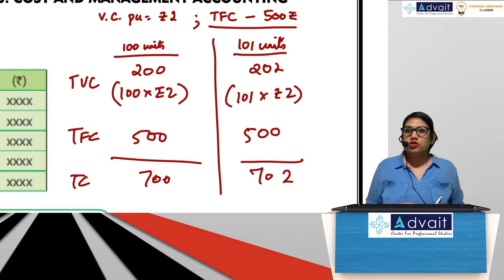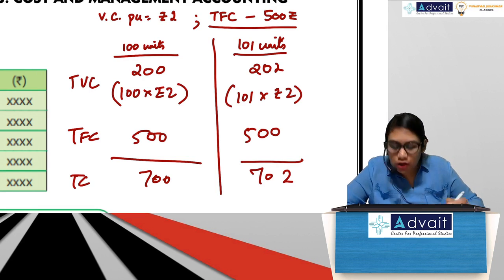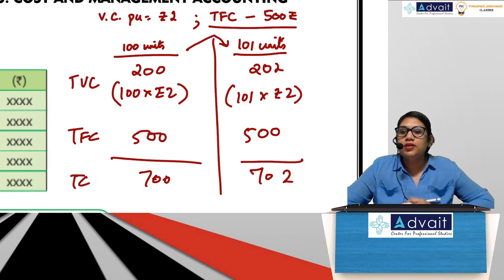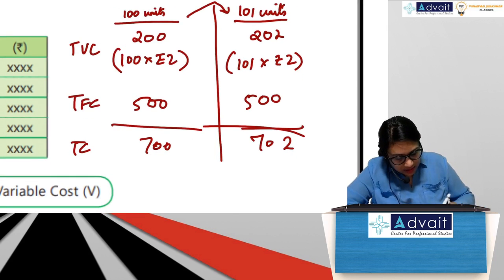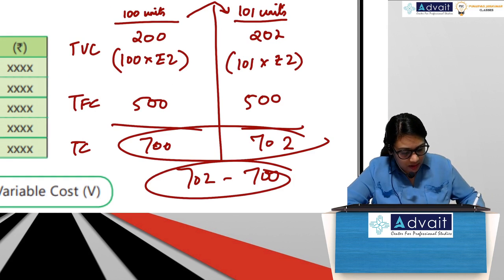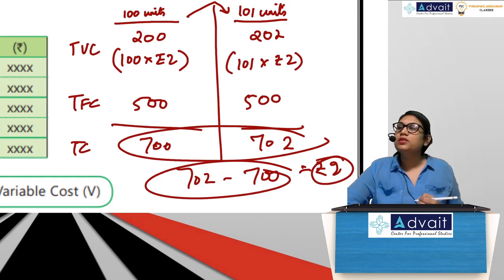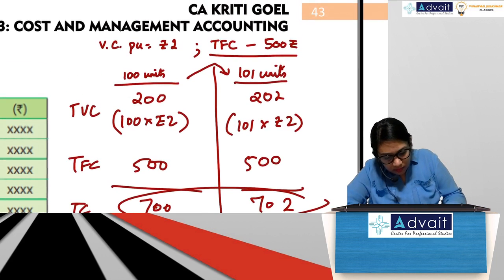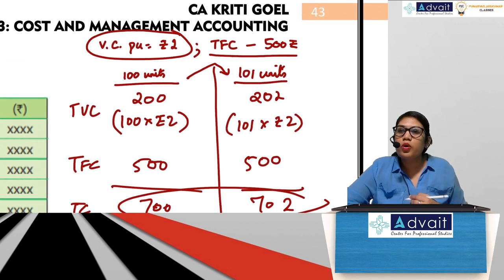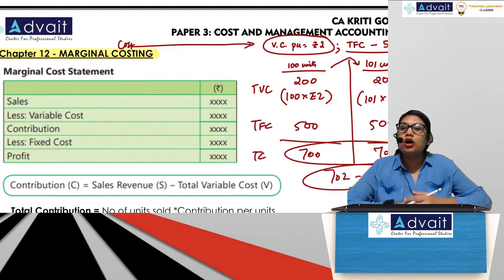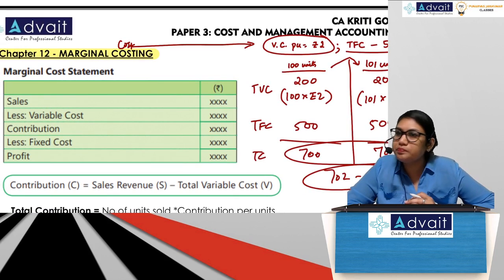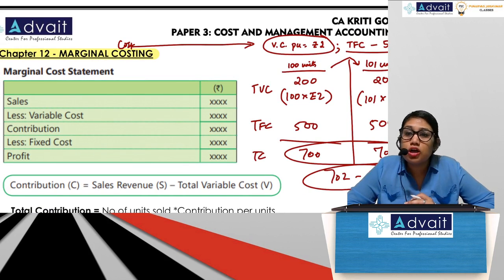702. So guys, when we manufactured one additional unit, that is from 100 to 101 units, what was the additional cost that I had to incur? 2 rupees. How? See this? 702 minus 700, which was 2 rupees. What is this 2 rupees? Your variable cost. So in other words, marginal cost is nothing but your variable cost. Marginal cost is nothing but your variable cost.